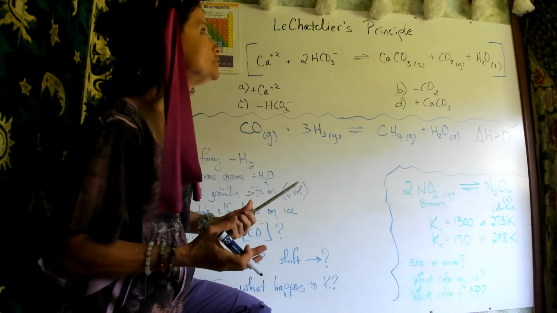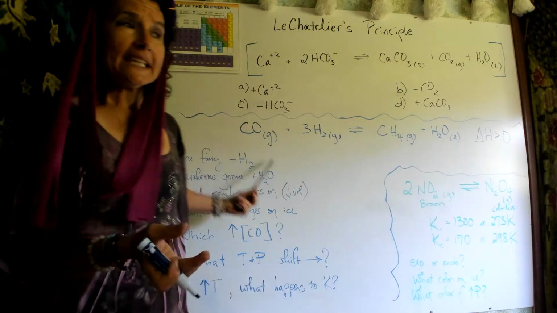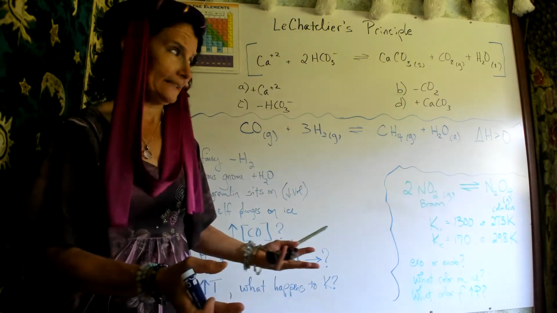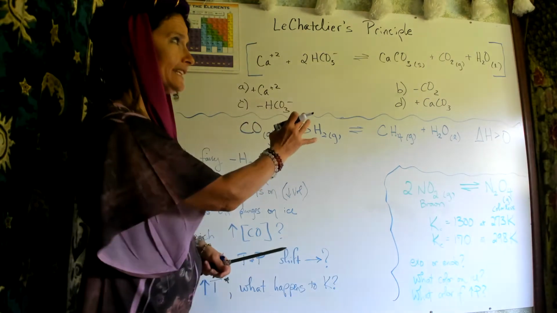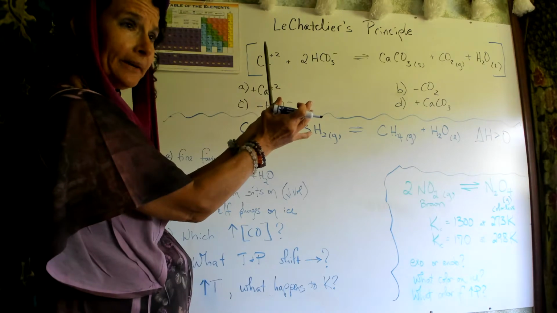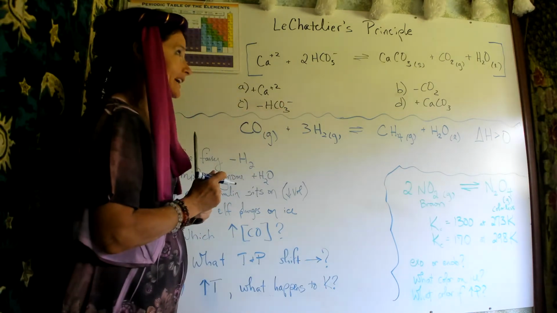So if you guys were actually doing this lab, you mix it and students are like, when do I know it's at equilibrium? It's at equilibrium as soon as it's mixed, as long as everything is there. All right, so the system's at equilibrium. It's a closed system, and you add some more calcium ion.